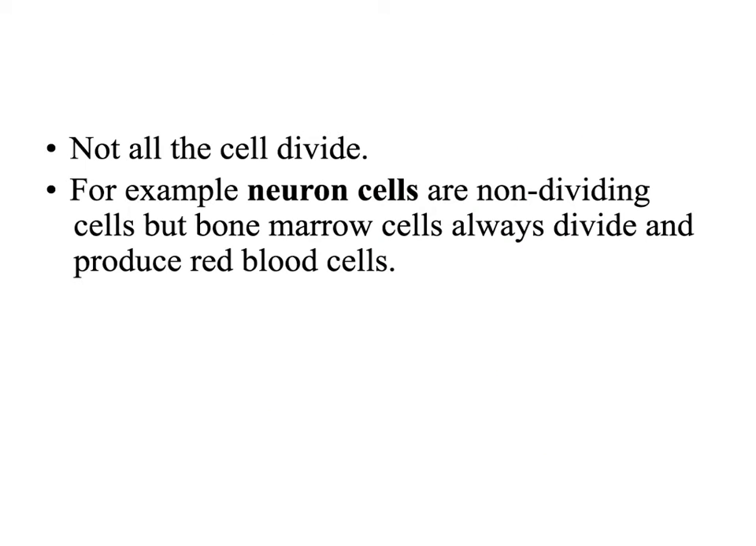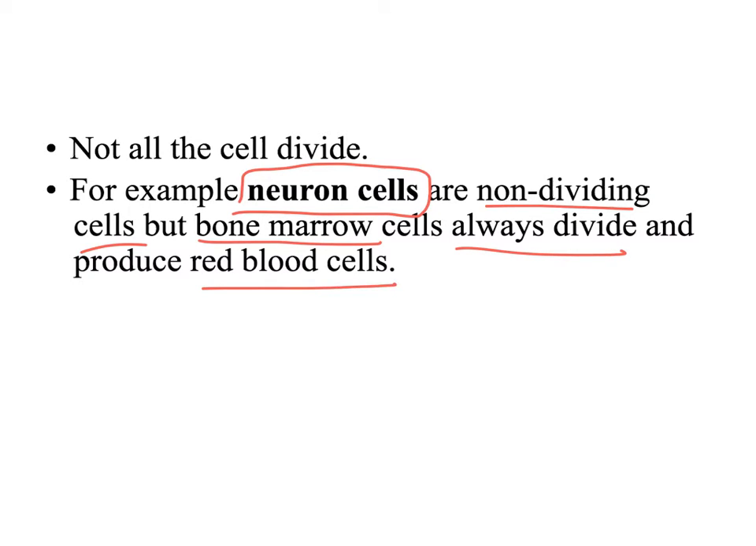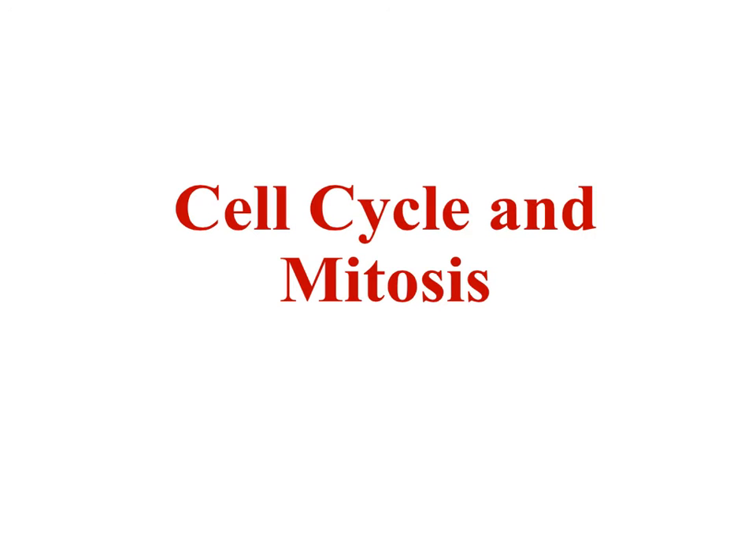Not all cells divide. For example, neuron cells in your brain are non-dividing cells. But other cells, for example bone marrow cells, always divide to produce red blood cells. So cell division within a single organism is also different. Some cells divide spontaneously, but some cells never divide in our body. Let's start the cell cycle.